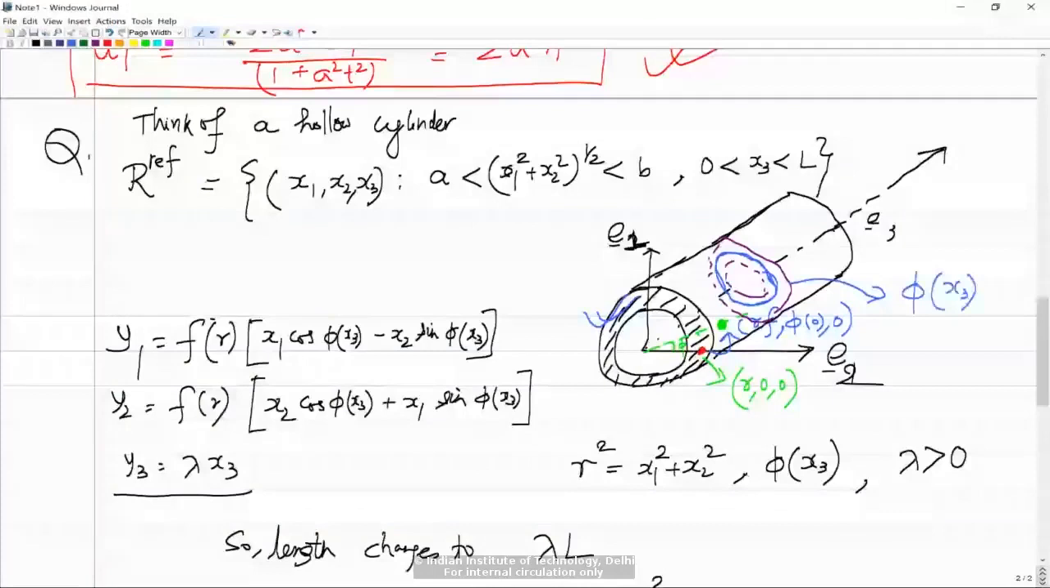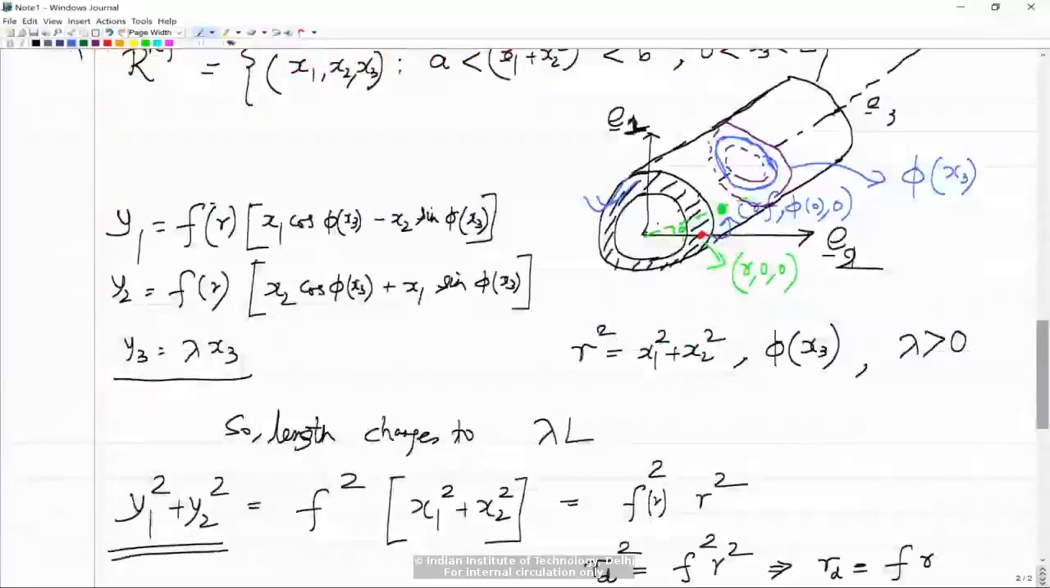Okay, so can someone tell me how much is the twist? How much is the twist in this beam? Anybody?